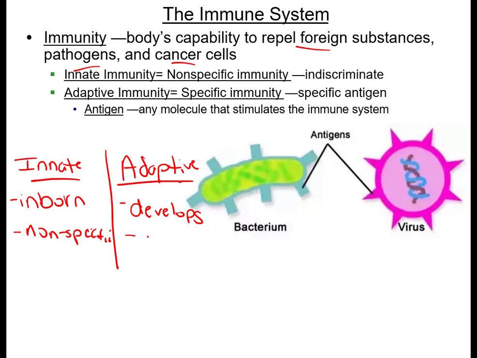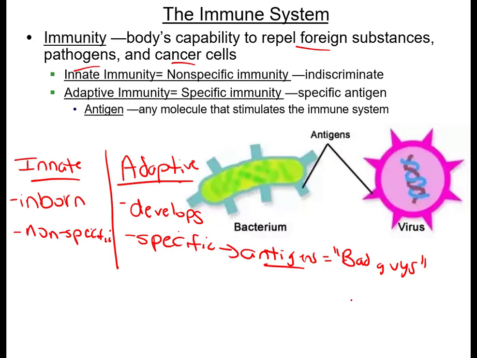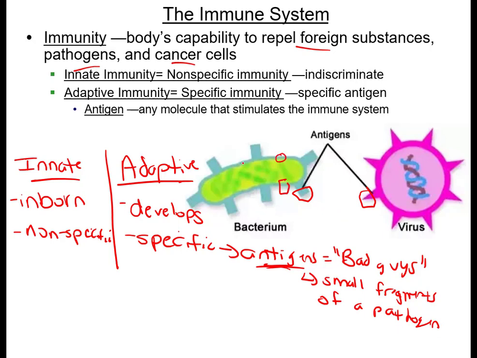Whereas the adaptive immunity is very specific, and it's specifically looking for something called antigens. Antigens, I like to say, these are the bad guys. Anything that's foreign and dangerous is an antigen. And antigens are just small pieces, small fragments of a pathogen. So it's not the whole bacteria or the whole virus, but just a little piece of the bacteria or the virus. So one bacteria can have many, many antigens on its surface, but the adaptive immunity is very specific to recognizing only one of them. Same thing with viruses.